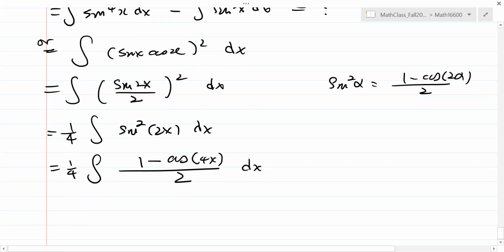And I take the constant out. It's going to be 1 over 8. The integral of 1 will be x. The integral of cosine 4x will be negative sine 4x divided by 4.